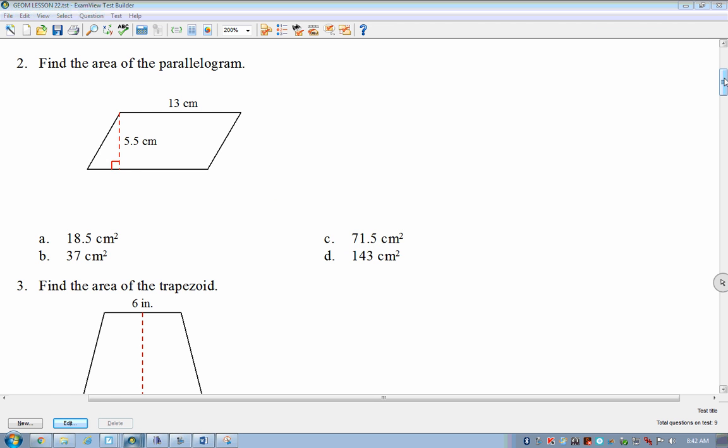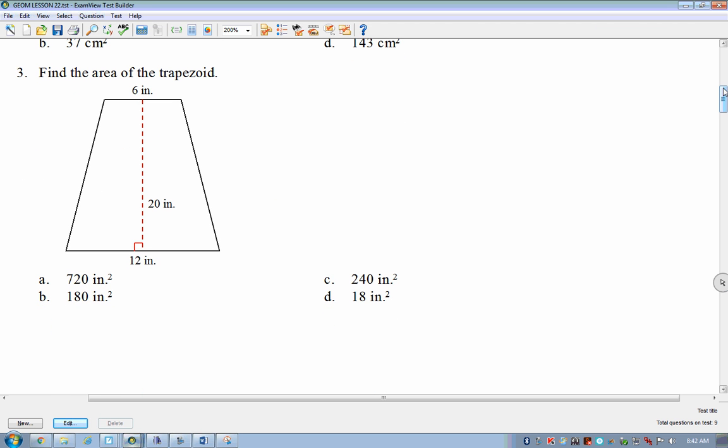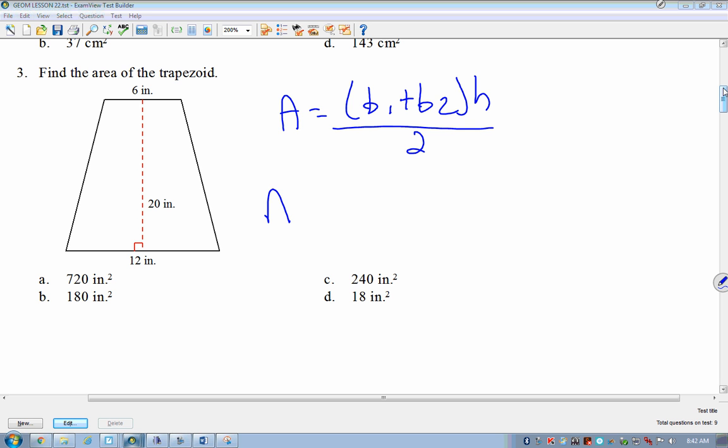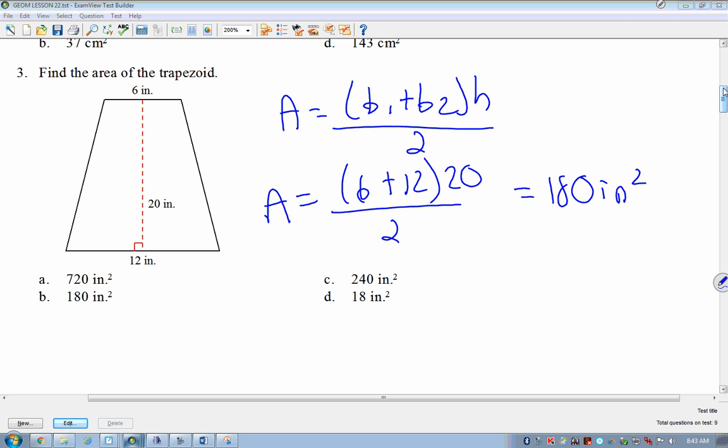All right, Chandler, you're up. Okay, number 3, find the area of a trapezoid. Tell me what the formula is first. Okay, what do I sub in for B1? What do I sub in for B2? What do I sub in for height? Okay, 6 plus 12, 18 times 20, 360 divided by 2, 180 inches squared. Okay, so far so good?